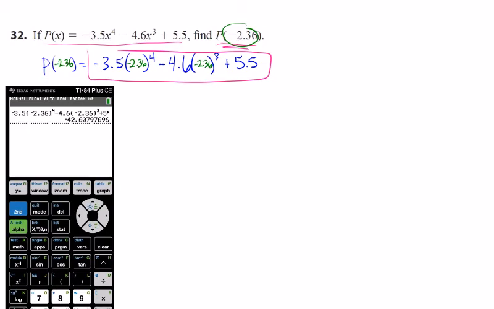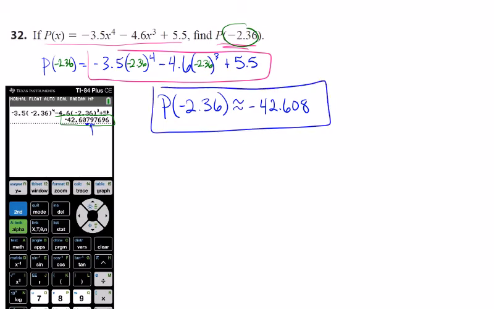So I plugged that in the calculator, and I got negative 42.607979696. And so I'm just going to round. It doesn't say what to round to, but let's round to the nearest thousandth. So p of negative 2.36 is approximately, right, because I'm rounding here, negative 42.608. Okay, so I rounded to the nearest thousandth, so that 9 told me to bump the 7 up to an 8, right?